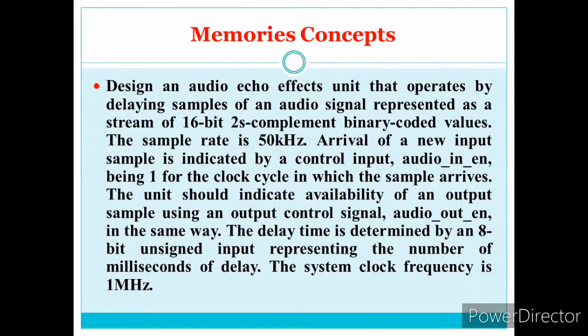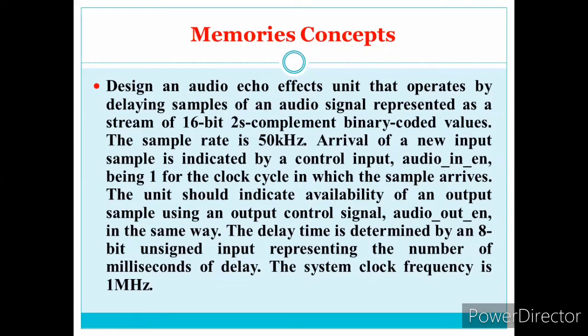Now we have a simple design to work on: design an audio echo effect unit that operates by delaying the samples of an audio signal represented as a stream of 16 bits. The given audio signal is of 16 bits and it has to be delayed and stored in a memory location. The samples are 2's complement binary coded values. The sample rate, the rate at which the data is coming, is 50 kilohertz.